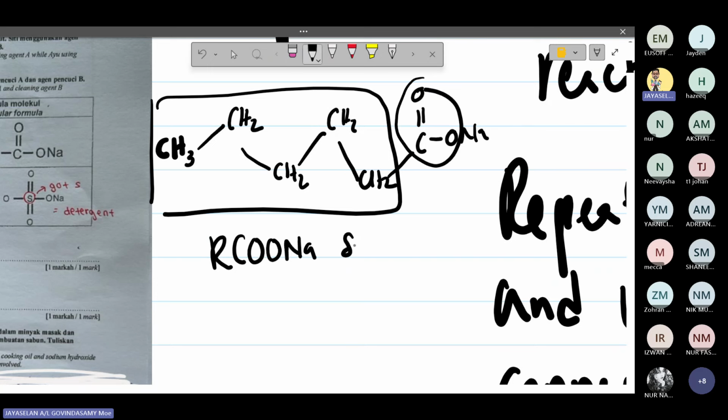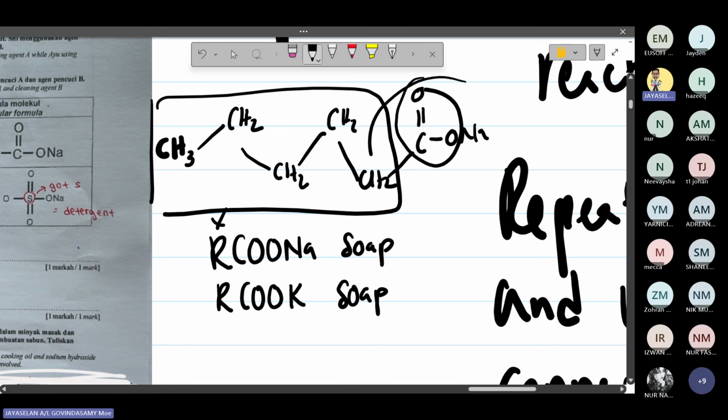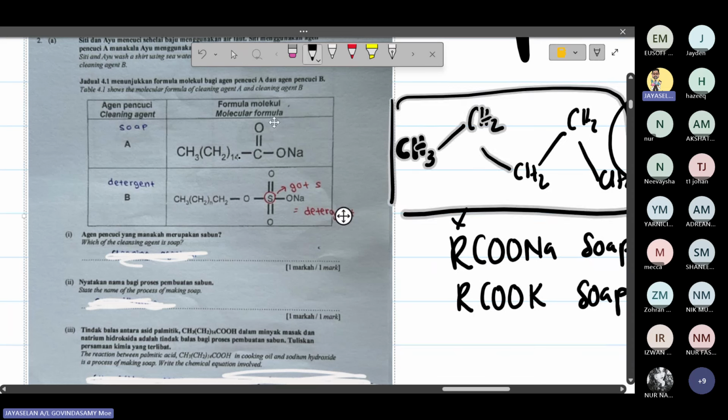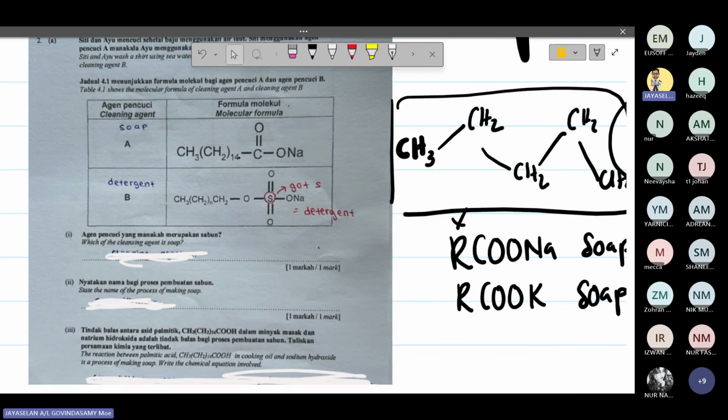Then you take this and put here COONa. This is called soap. And we have one more soap like this. This one is also soap, potassium salt of fatty acid. Any question? Please memorize: when there is COONa, it is soap. You don't need to memorize all of this. See the back, COO, and Na is sodium, soap. So you write here, soap.